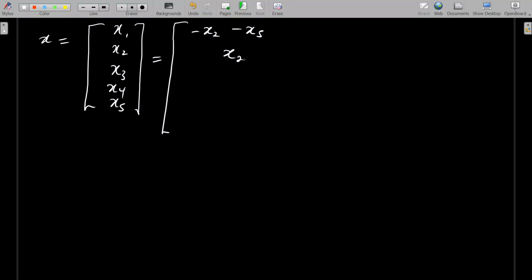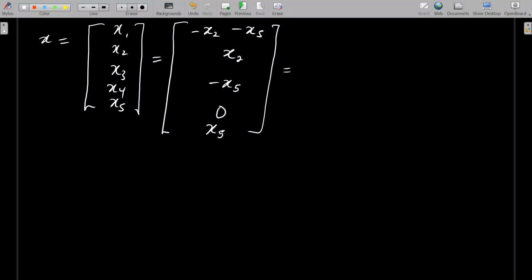x2, we don't know any other equation, so it's just there, x2 like that. x3 is negative x5, right? x4 was found to be 0, and then x5 is still x5 because we do not have any solution for it. Now, if I continue with that, it means I have some x2 in here, x5 in here.